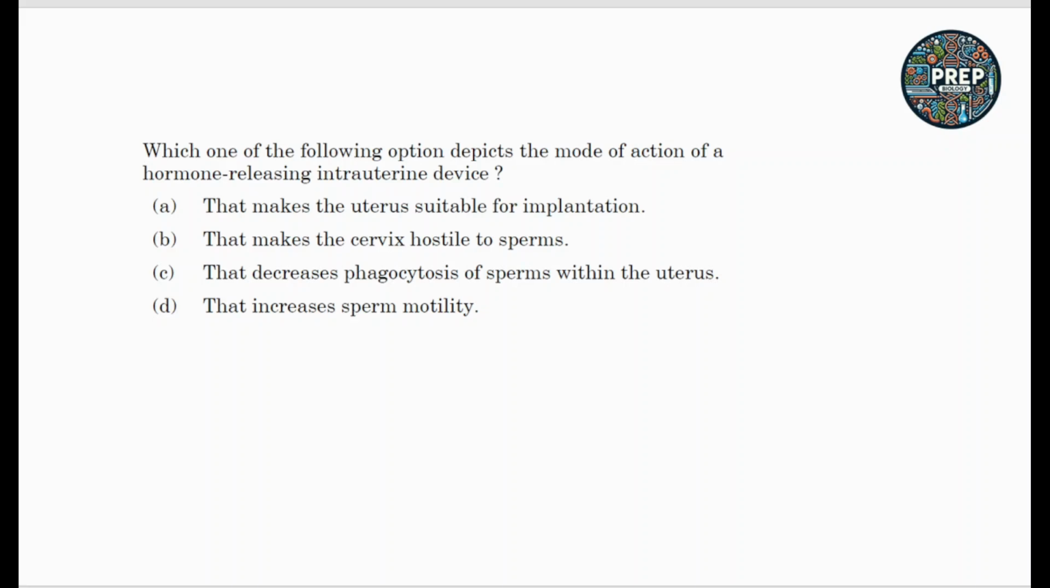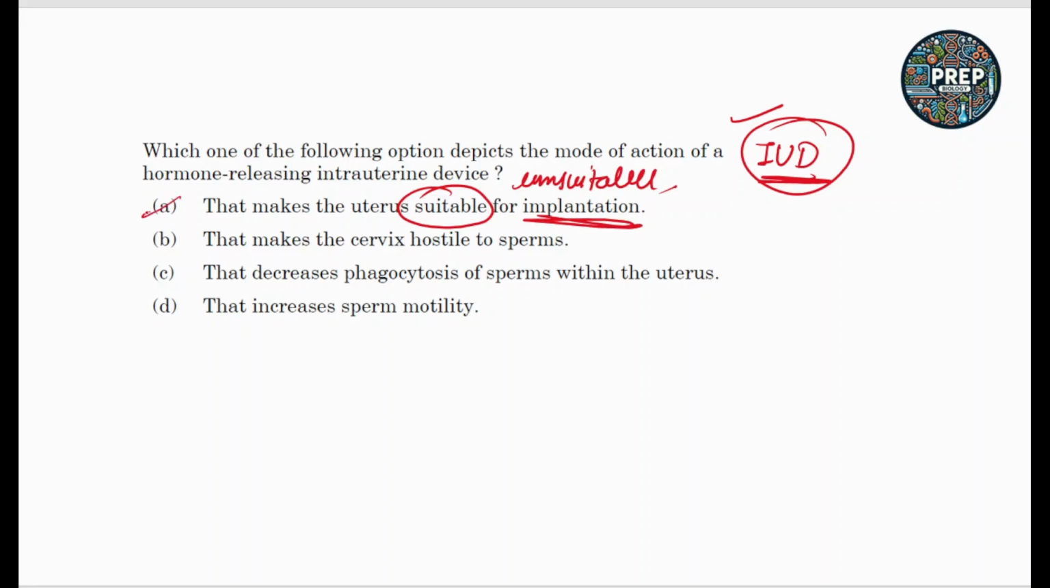Next is, which one of the following options depicts the mode of action of hormone releasing intrauterine devices? These are the IUDs, intrauterine devices, that we have discussed in the contraception methods. So you all have to depict the mode of action of the IUDs. The first statement is that it makes the uterus suitable for implantation. No, it makes the uterus unsuitable for implantation. This is incorrect.